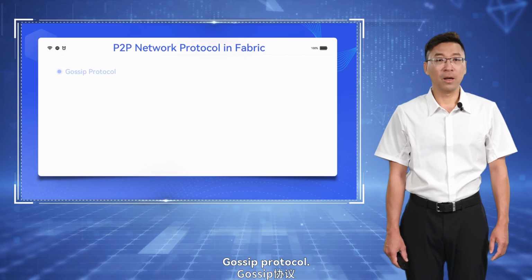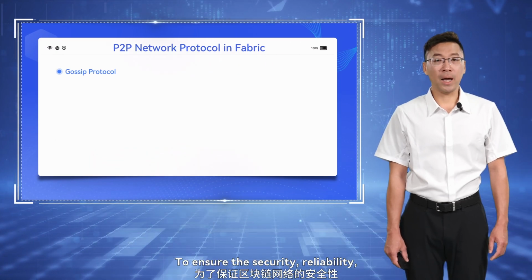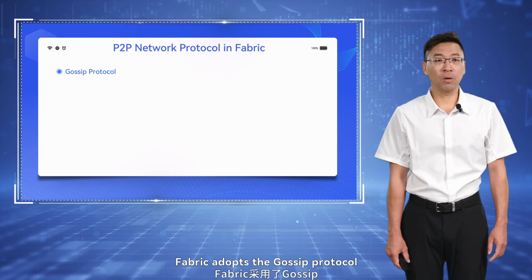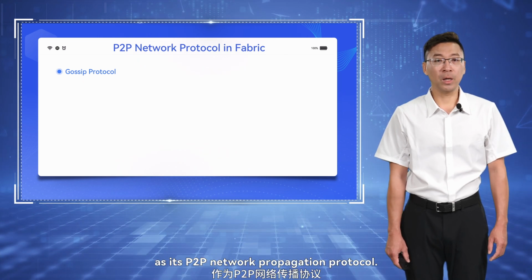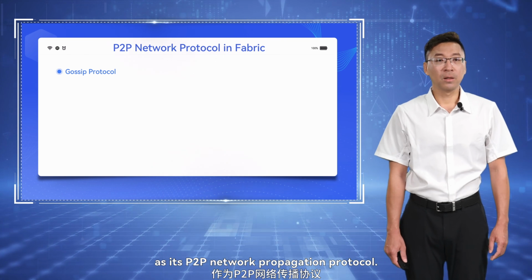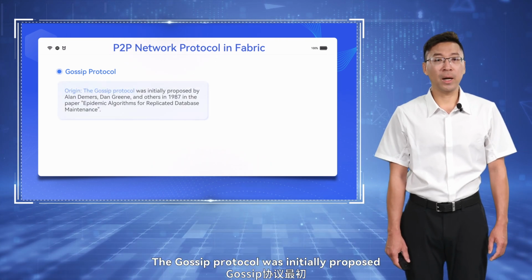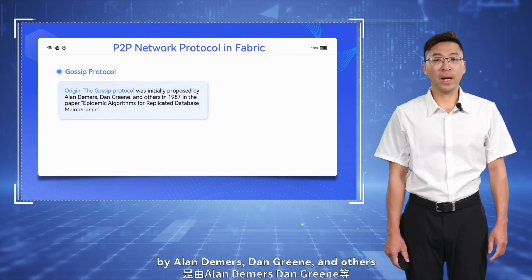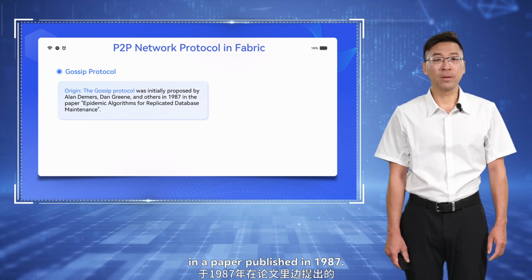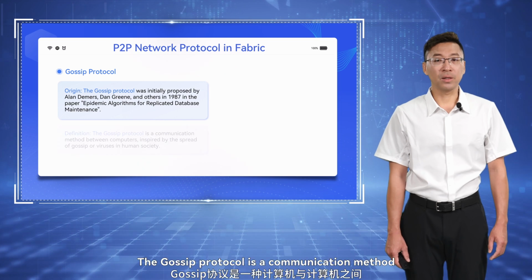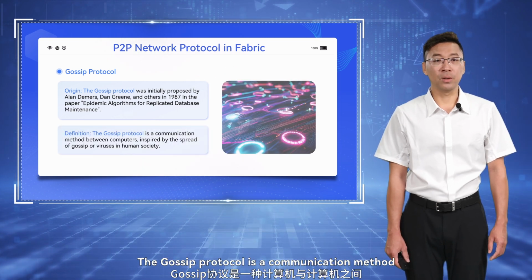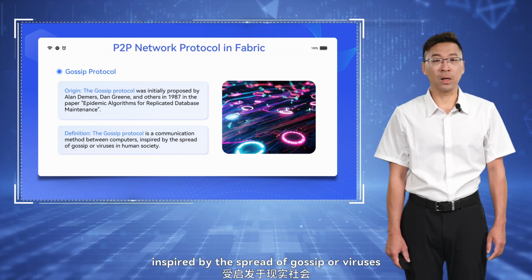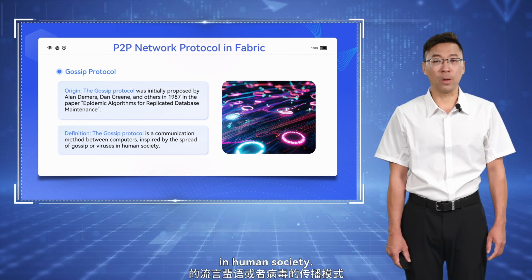Gossip protocol. To ensure the security, reliability, and scalability of the blockchain network, Fabric adopts the Gossip protocol as its P2P network propagation protocol. The Gossip protocol was initially proposed by Alan Demers, Dan Greene, and others in a paper published in 1987. The Gossip protocol is a communication method between computers, inspired by the spread of gossip or viruses in human society.